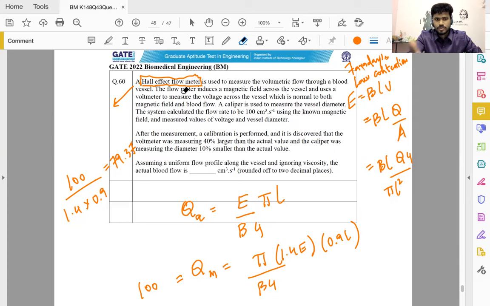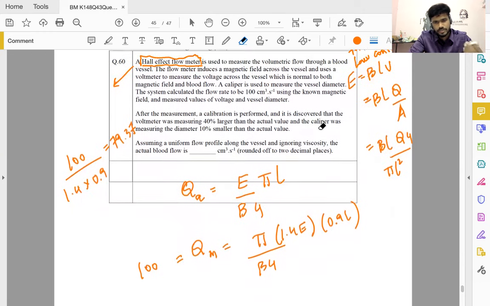Which relation do I use? If you are referring to a C-clamp meter, you are referring to Faraday's law. Then what do you mean by Hall effect? And you are not given the relation. Then how do you expect me to get the right relation? Challenge this.